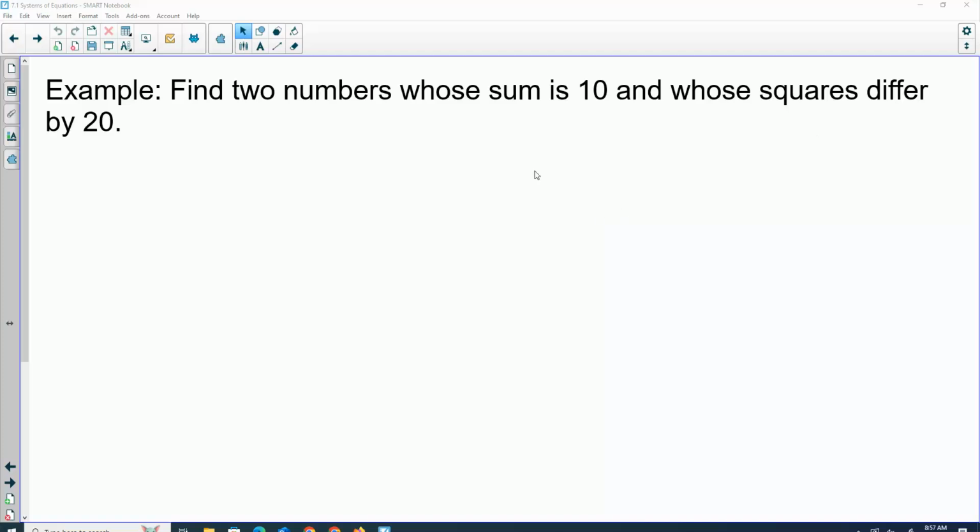So we're looking for two numbers whose sum is 10 and whose squares differ by 20.